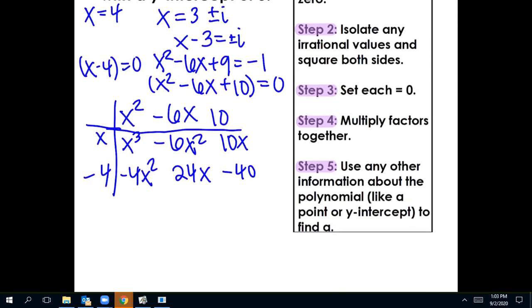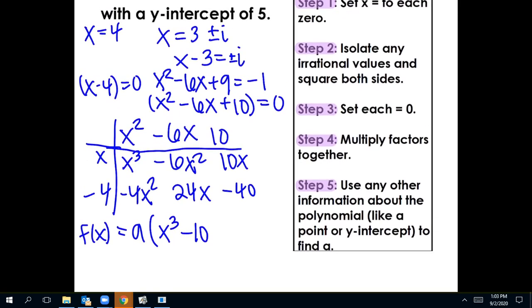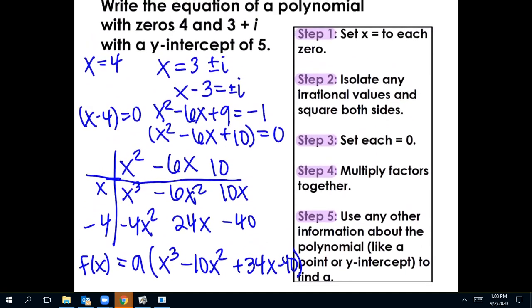So remember, when we write this, we're going to write f of x equals a times x to the third minus 10x squared plus 34x minus 40. I didn't make a mistake. I thought I did, but I did not. So, A, what does A equal?